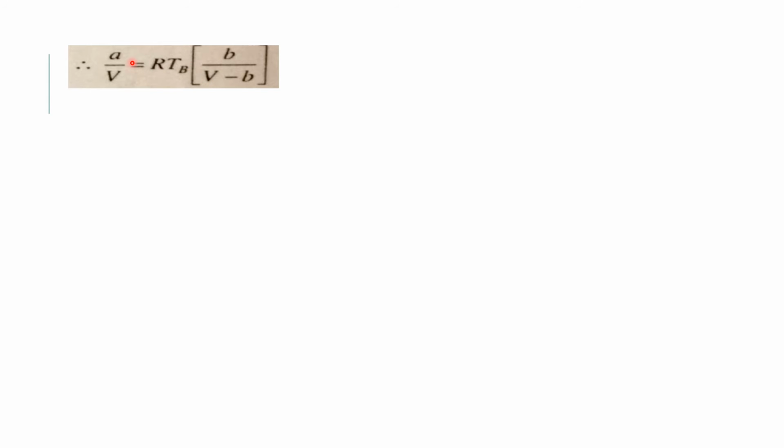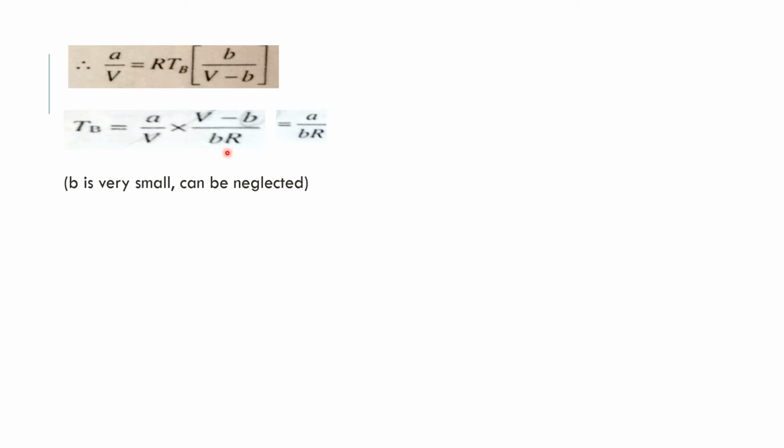Rearrange the equation to get TB. So a/V into (V − b)/(bR). Now b is very small compared to the volume V, so it can be neglected. So we get this bV is neglected, so V and V will get cancelled out. So we get a/(bR). Now the critical temperature is given by 8a/(27bR). This a/(bR) can be substituted as TB, and rearranging the equation we get TB = 27/8 × TC. So this is the relation between the Boyle temperature and the critical temperature.